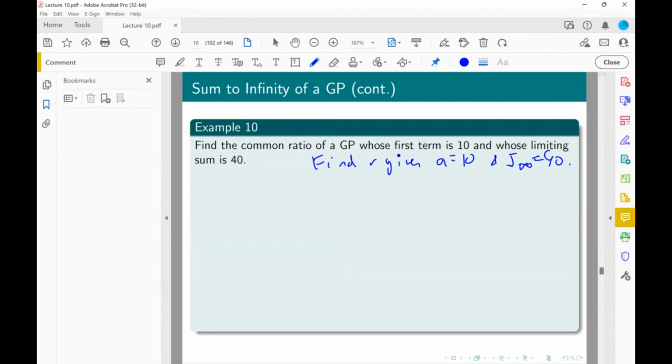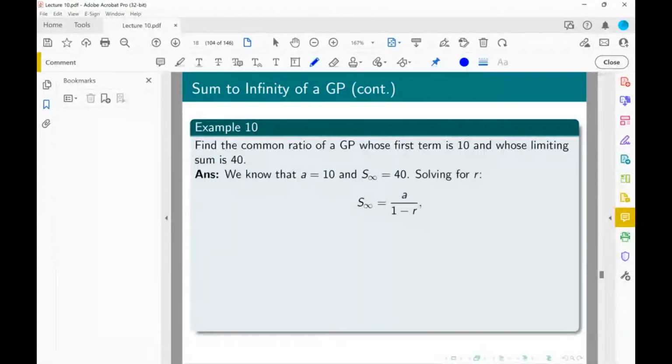Well, how do you think we do that? Any thoughts? Use the limiting sum formula. Yeah, so effectively just substitute it into that formula we're given because we've got S infinity in terms of A and R. So use the sum formula. So we know that A is 10 and S infinity is 40. So solving for R, well, that's our limiting sum formula. Substitute the values in, S infinity is 40, A is 10, we're after R here. And so it's one of these type of problems where we have to solve for R.